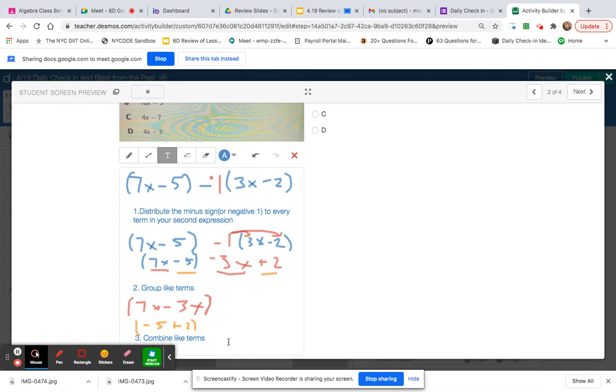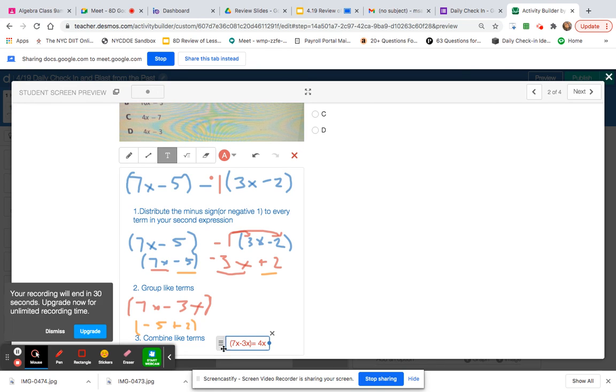Okay. So here I have 7x minus 3x. So 7x minus 3x, that just gives me 4x. Then I have -5 plus 2, which equals -3. So my final answer is going to be, I'm just going to combine these two to form my expression, 4x minus 3, which is option D. There you go.